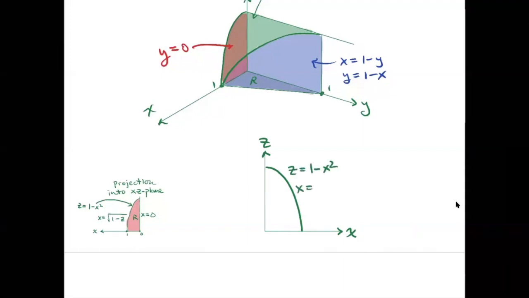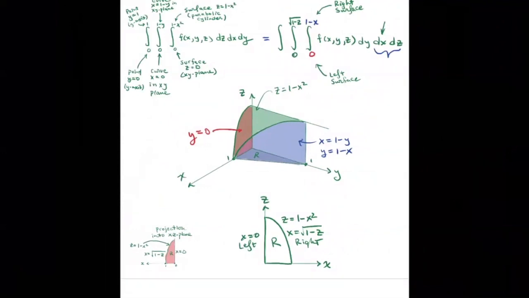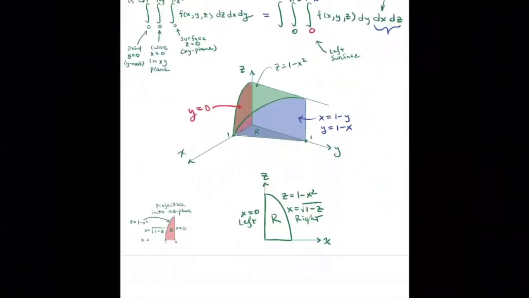So anyway, x goes to the right now, and z, and the parabola coming down was z equals 1 minus x squared. So x is the square root of 1 minus z, and on the left, x is 0. And remember, it's left curve to right curve. So we always do left to right on x, lower to upper, and this is region R here. On the left, x is 0. On the right, x is the square root of 1 minus z.